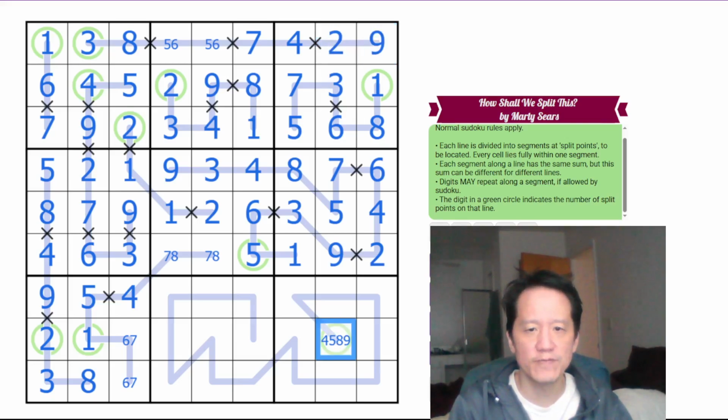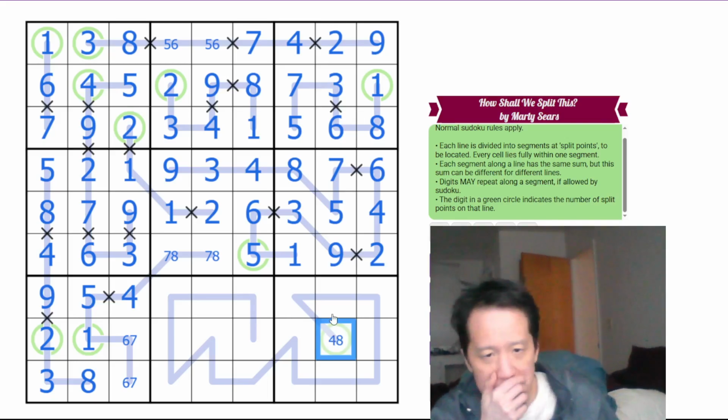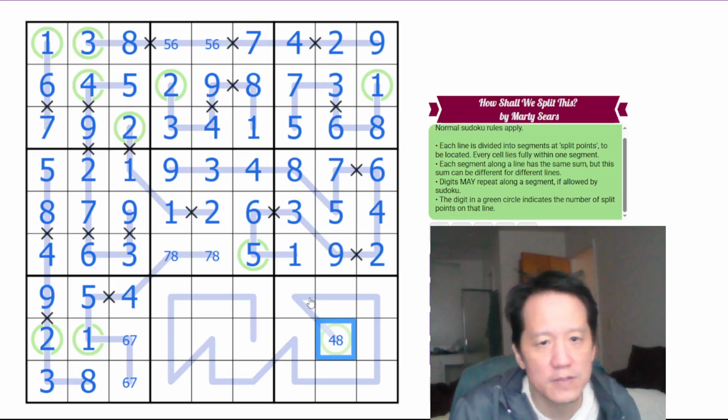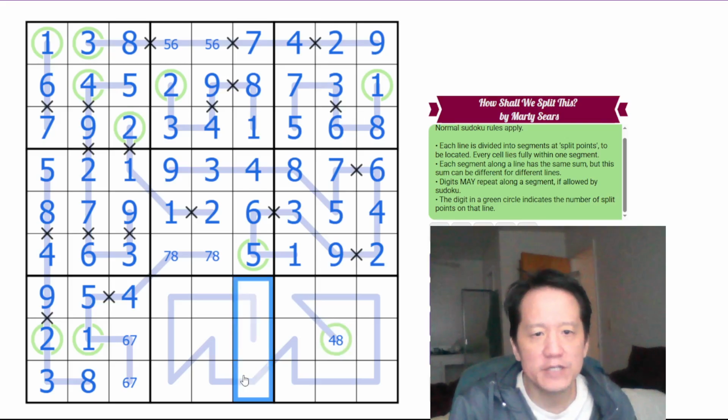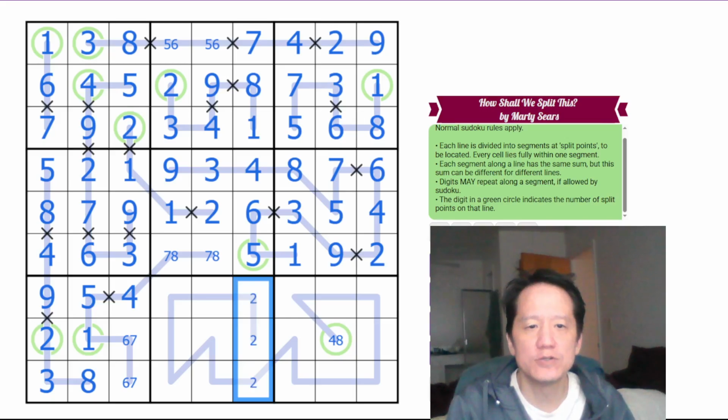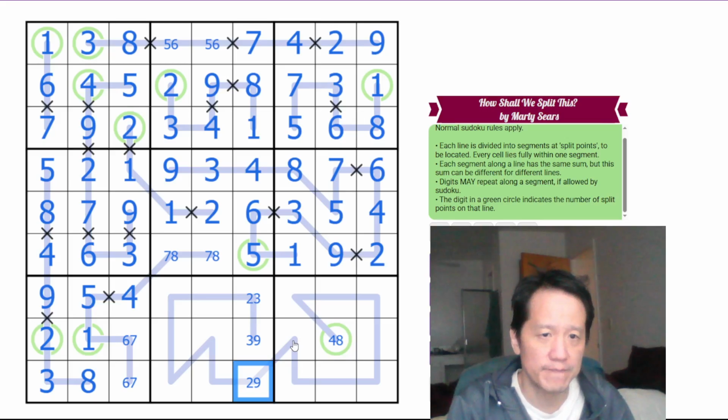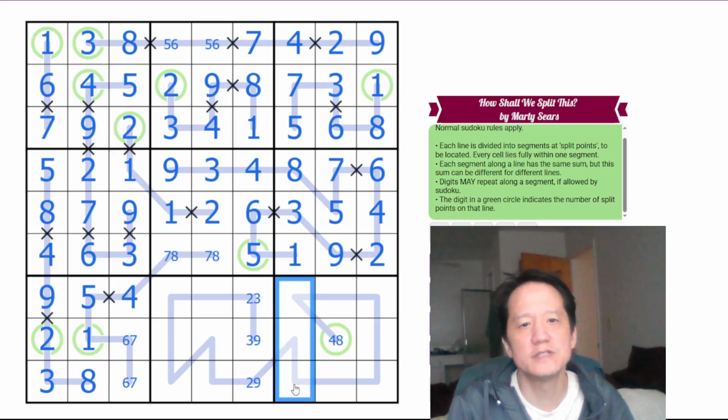This cannot be 5 or 9, so it still could be 4, 8 here as a segment. Remaining digits in column 6 are 2, 3, and 9. This can't be 9, this can't be 2, this can't be 3. Remaining digits in column 7 are 2, 6, and 9. This can't be 9, and this can't be 2. We don't know where the 6 is.